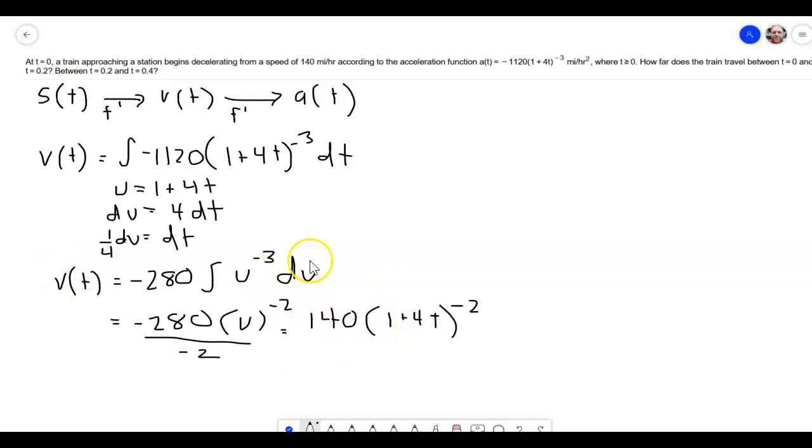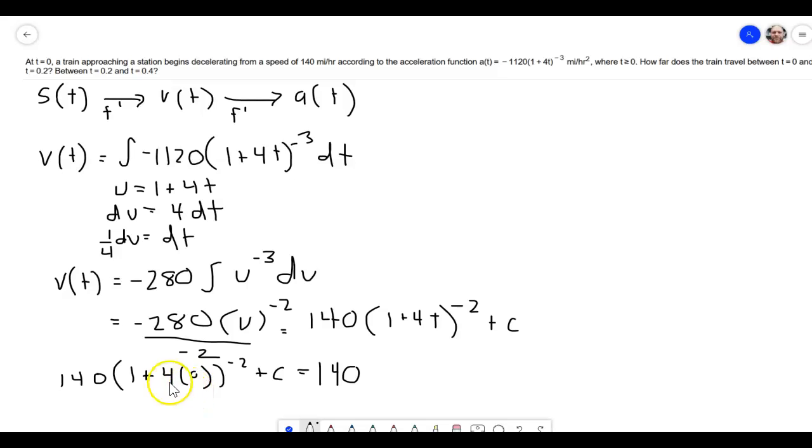And what I know is that my velocity at t equals 0 is equal to 140. So I'm going to replace t with 0 and v(t) with 140 and solve for c, which I didn't forget to put right there, right? Because we need to know what that constant is. So this is going to be 140 times (1 plus 4 times 0) raised to the negative 2, plus c is equal to 140.